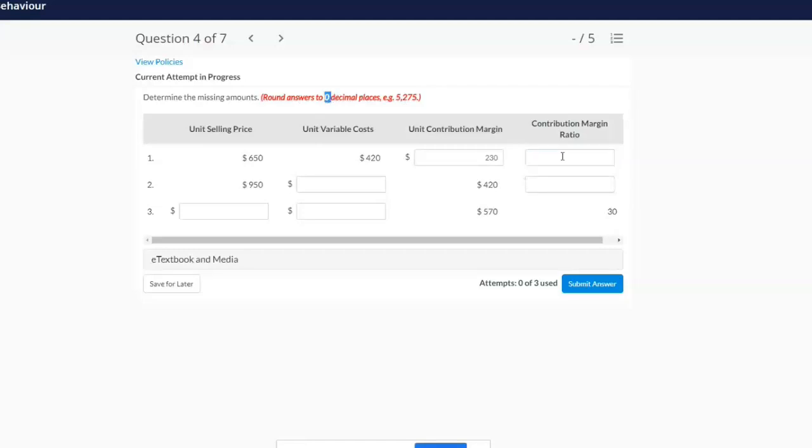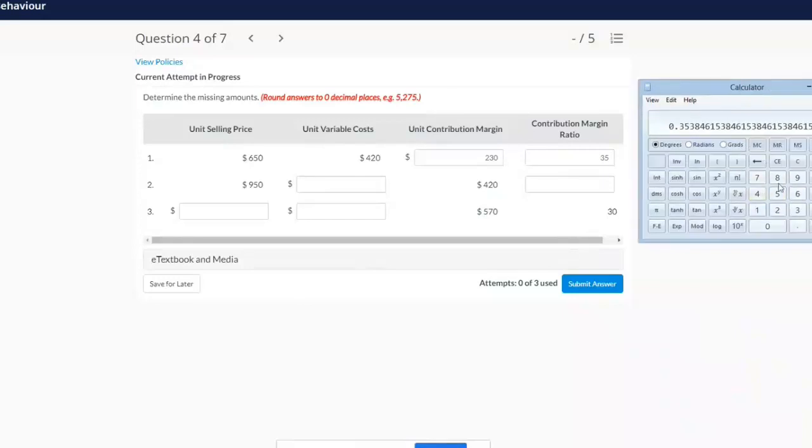Did you get it? Should I put it this way or 0.35? Is there a percentage sign? Yeah, put 35. I think it's a percentage, so 35%. We'll change it if they don't like it. Okay, go to the next one.